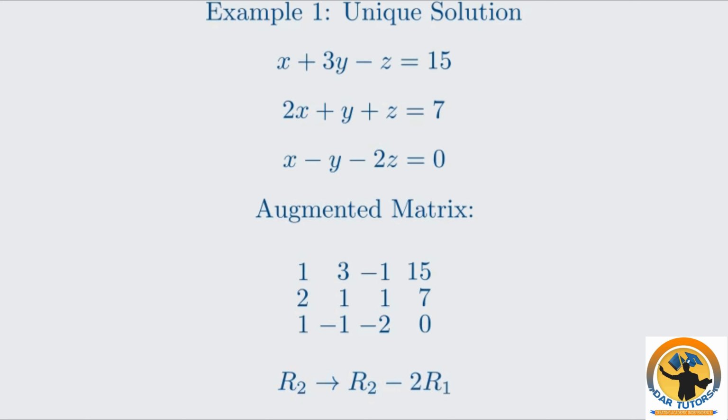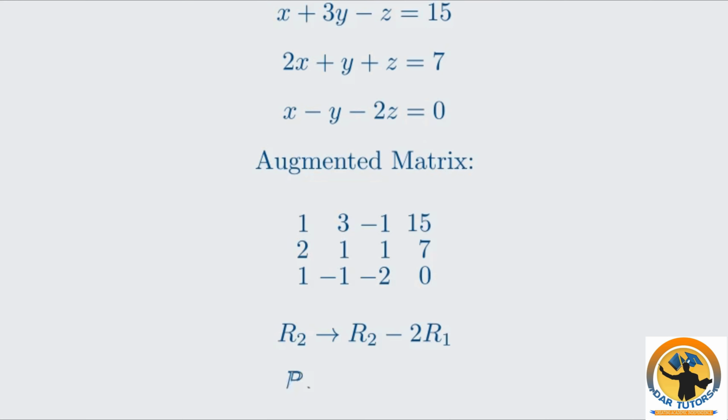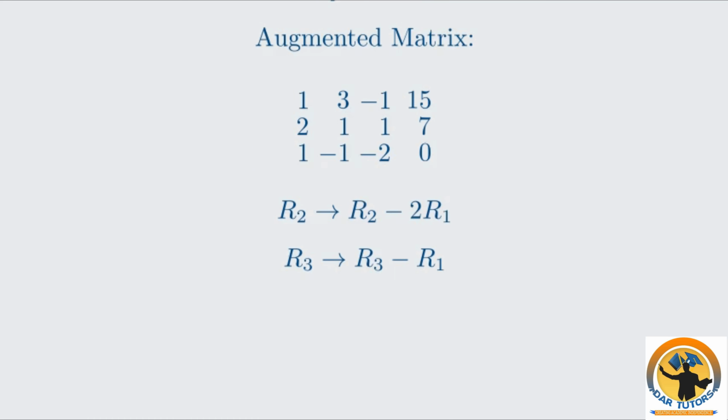Let's start by making the first element in the second row 0. We can do this by subtracting 2 times the first row from the second row. We also want to make the first element in the third row 0, so we subtract the first row from the third row. Performing these operations, our matrix becomes: row 1 is unchanged, row 2 is 0, minus 5, 3, minus 23, and row 3 is 0, minus 4, minus 1, minus 15.